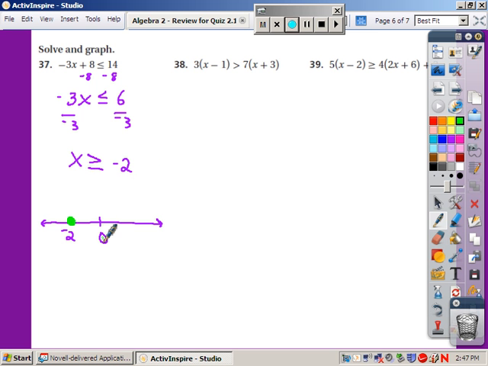Where's the stuff greater than negative 2? This way. So you're going to shade this direction. You could also look at it as the arrow points the direction you're supposed to shade.